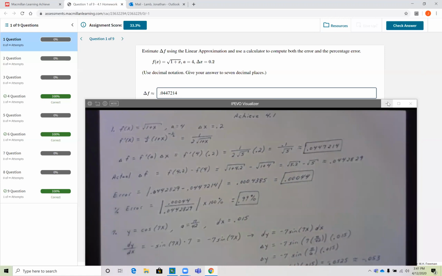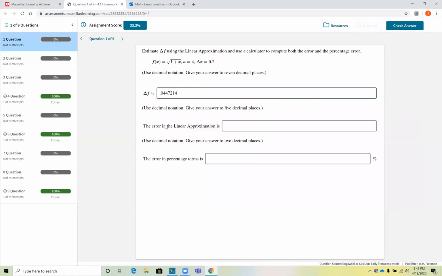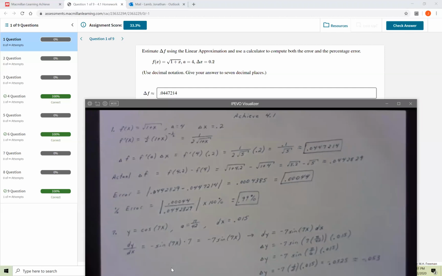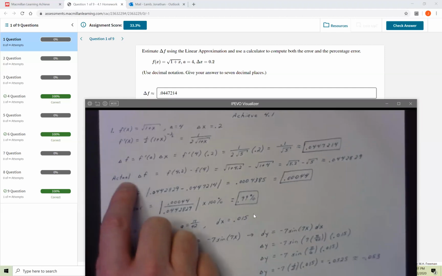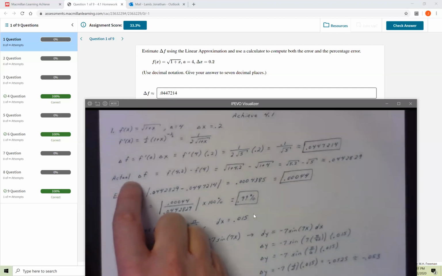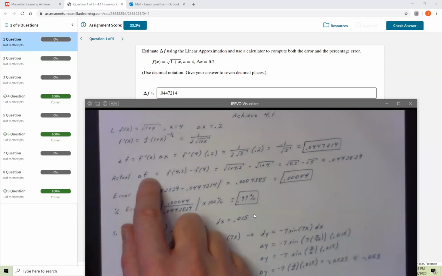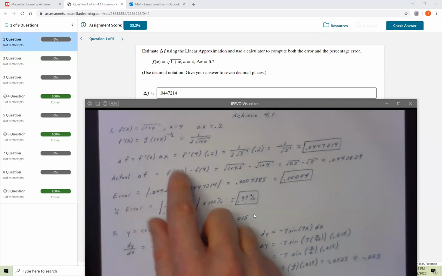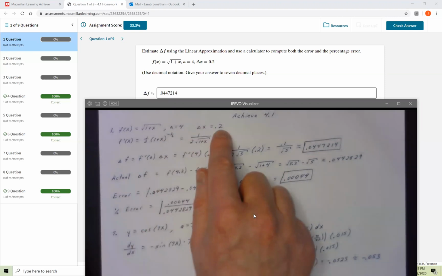Now they're going down in the other problems here. The second one is wanting us to calculate the error in the linear approximation, and then the percentage error. Well, you can't find the error in the linear approximation if you don't find out what the true value is supposed to be. So you'll see that's what I did here next. The actual change in f in this function is going to measure the change in the y values as f goes from 4 to 4.2.